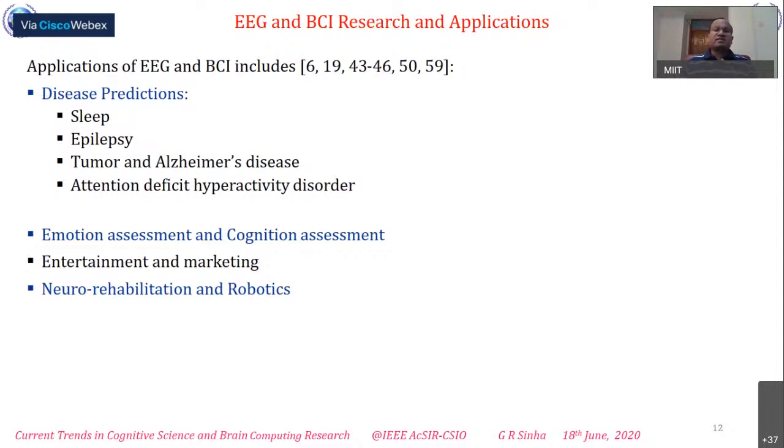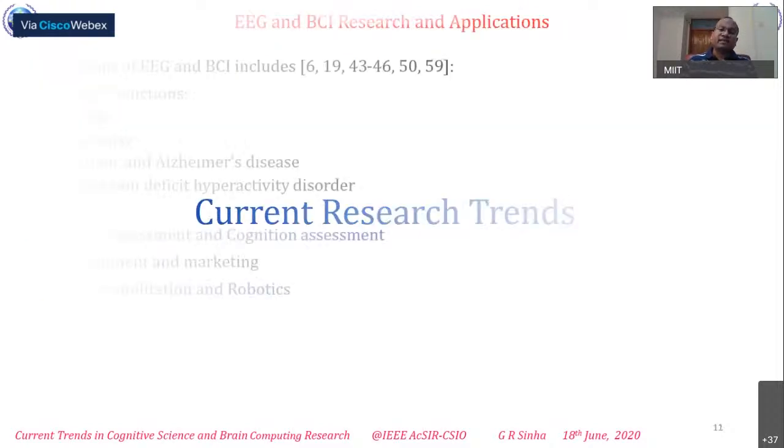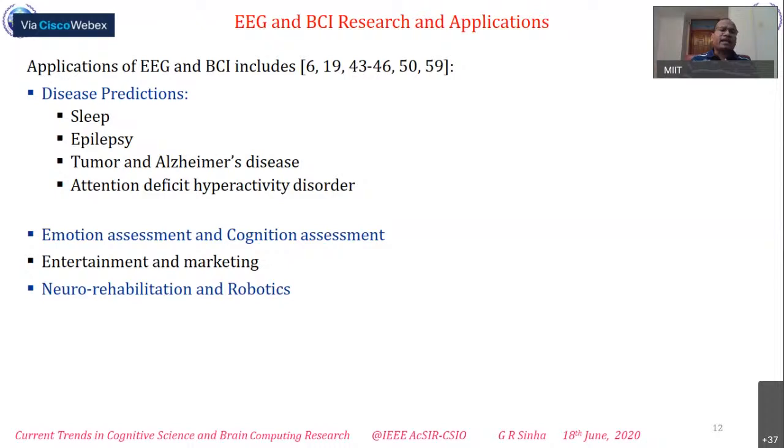So the next part, I'll be talking very quickly about the current research trends. The current research trends in the area of BCI and cognitive science are based on different analyses or different diagnoses of disease predictions related to sleep disorder, epilepsy, tumor and Alzheimer's disease, and attention deficit hyperactivity disorder.